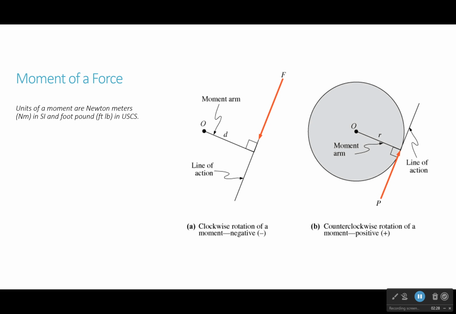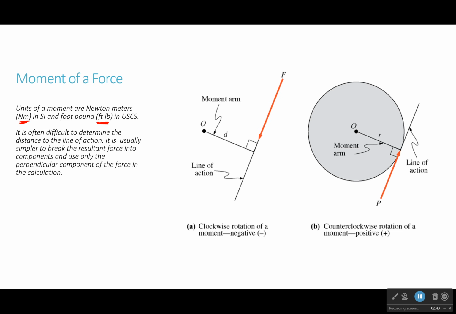Now, for a moment, units are usually Newton meters or foot pounds. There is no nice one-word unit. It's Newton meters or foot pounds. Now, you can have other things as well, but just look for what I ask in problems. Now, it is often difficult to determine the distance to the line of action, like the perpendicular distance. So that's why it's usually simpler to break the resultant force into components and use only the perpendicular component of the force in the calculation.